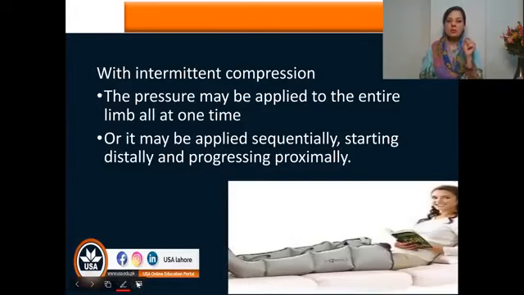First, this compartment is going to compress, second is this one, then the third one, and the fourth one. Every time one compartment compresses, the others relax, and then one is again going to compress while the other relaxes. So this is the picture of intermittent compression.